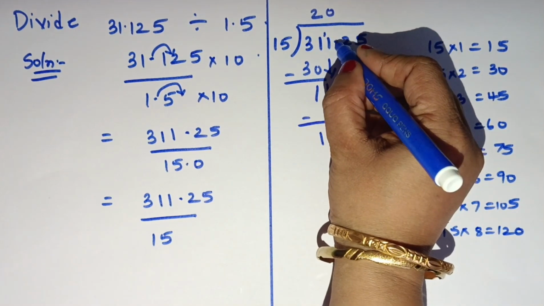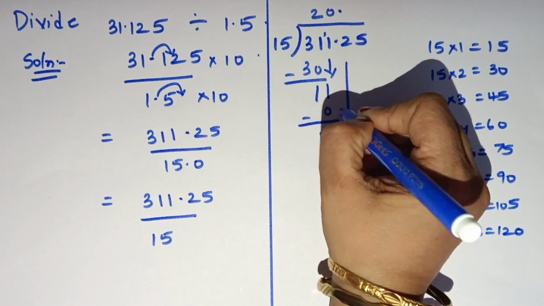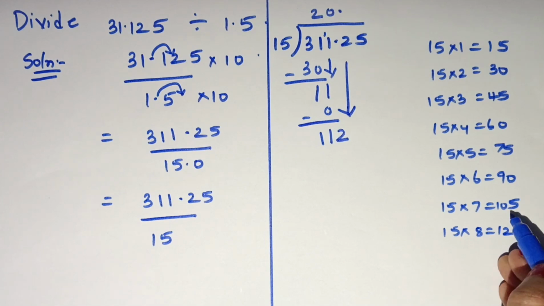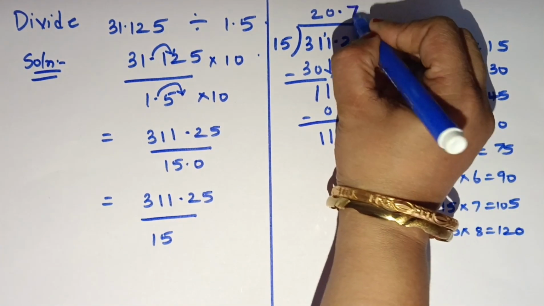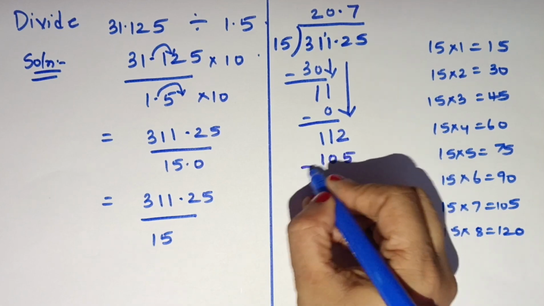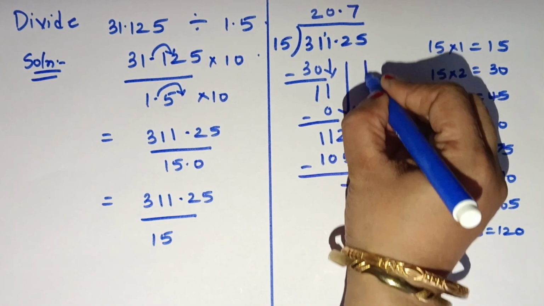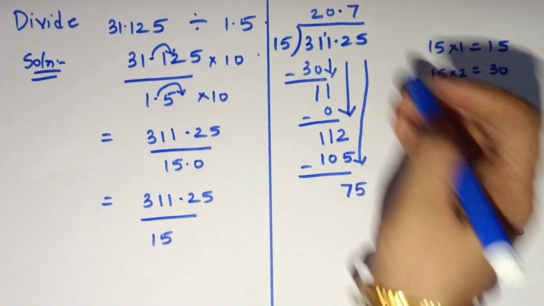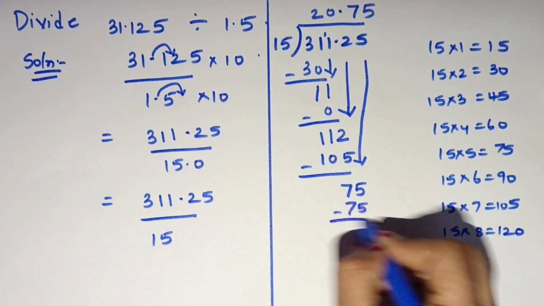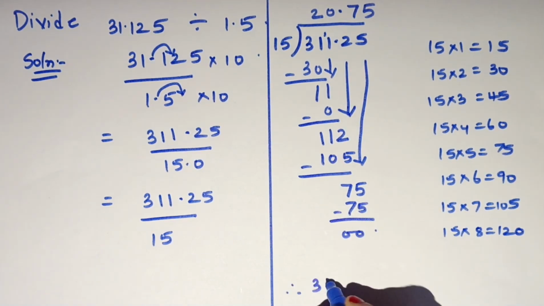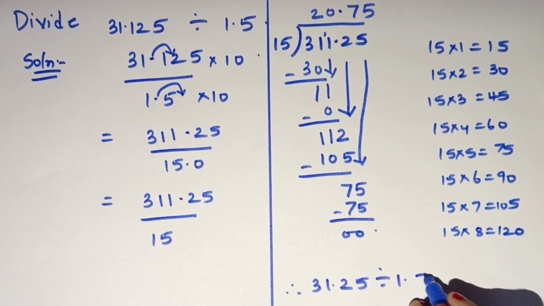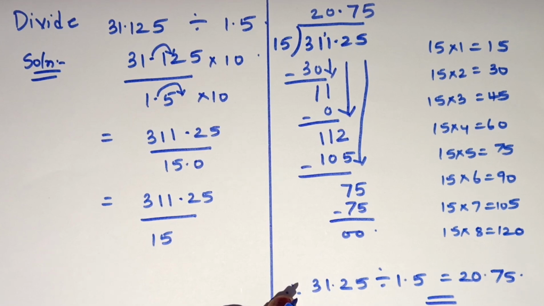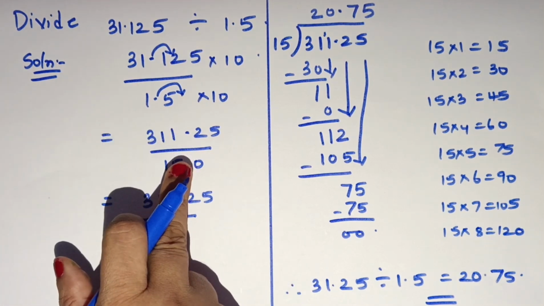The moment you see the decimal point, place it in the quotient and bring only one digit at a time. Now 112 means 15 sevens are 105. When you subtract, you are getting 7. And bring the last digit, the 100th place, down. So 15 fives are 75. So your final answer is what? Therefore 31.125 divided by 1.5 equals 20.75. So in this way we have learned division of a decimal by another decimal.